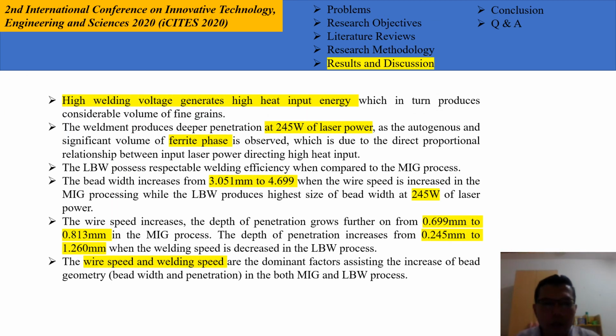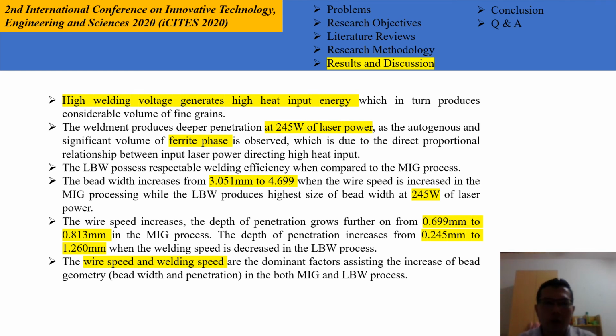In the discussion part, I highlight the main points. First is high welding voltage generates high heat input energy. Second, 245 of laser power produced deeper penetration. Ferrite phase is observed in the study.